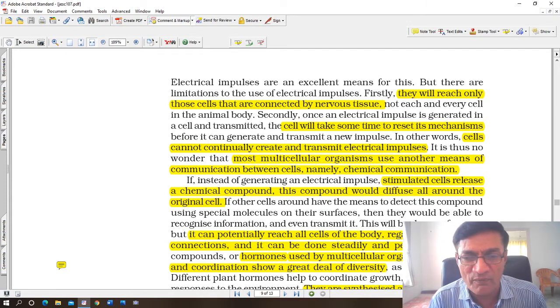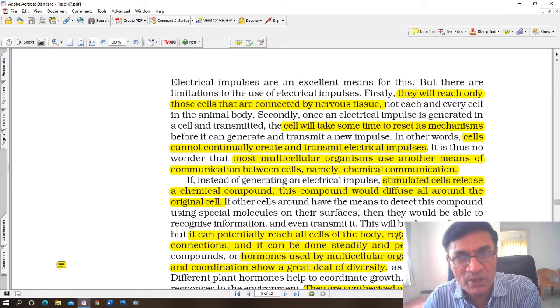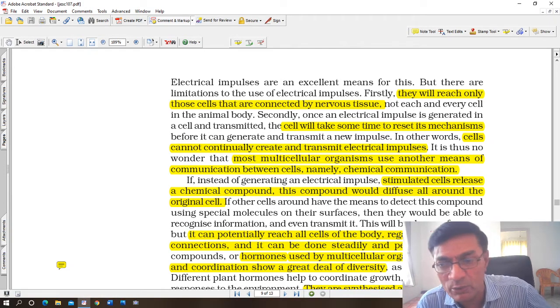This will be slower, of course, but it can potentially reach all the cells of the body regardless of nervous connection. उसमें nervous tissue या तो nervous system की कोई जरूरत नहीं है. It is a chemical process by which information is transmitted. Okay, and it can be done steadily and persistently, continuously.